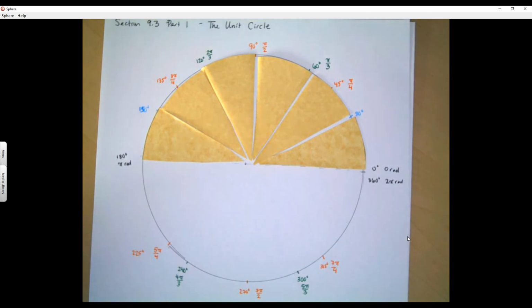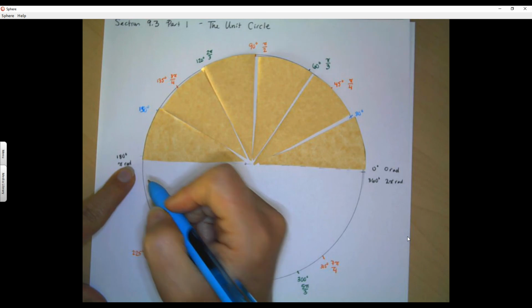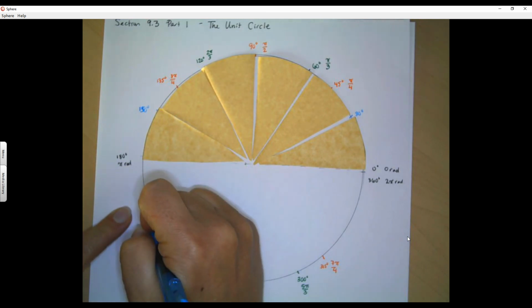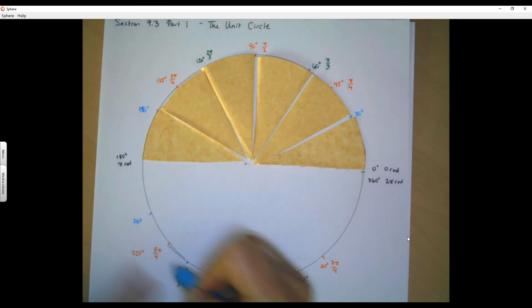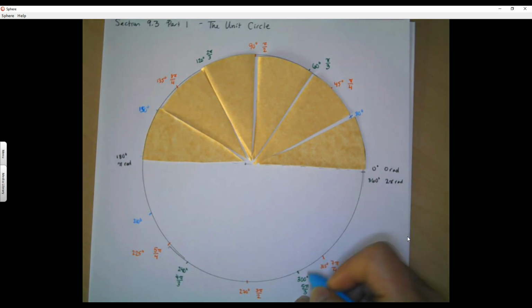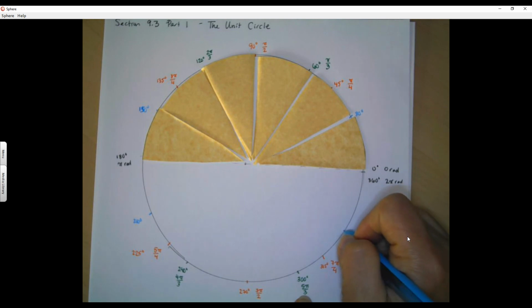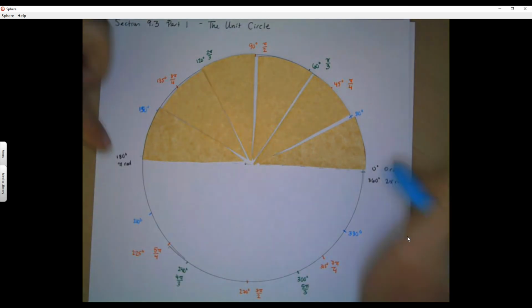All right. And if we keep going, and I didn't make enough little pieces, so we're just going to kind of estimate, but 150 plus, or sorry, we're at 180. 180 plus 30 would be 210 degrees. 210 plus 30 is 240. 240 plus 30 is 270. 270 plus 30 is 300. 300 plus 30 would be 330 degrees.